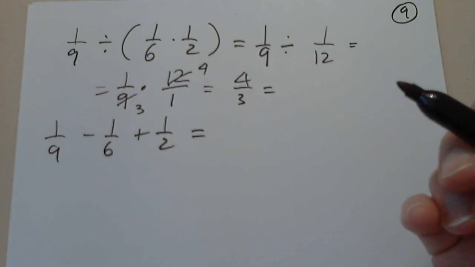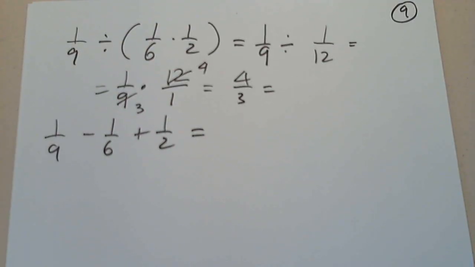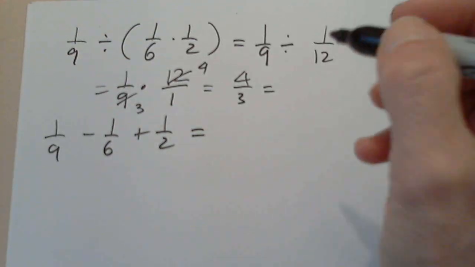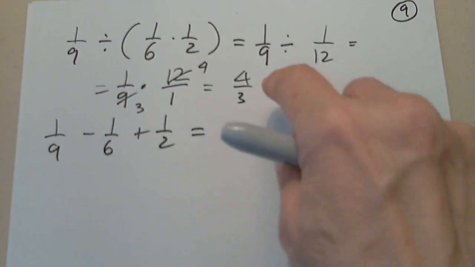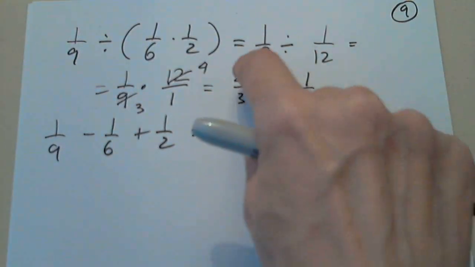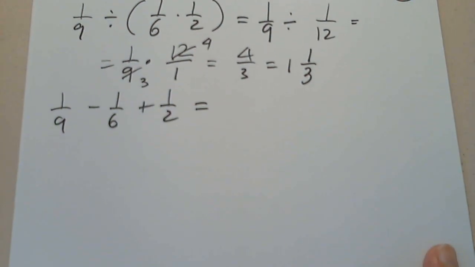We have to take the integers out because it's a mixed number. It's an improper fraction into a mixed number. How many integers do I take out? 1, and the remainder is 1. Check. 1 times 3 is 3. 3 plus 1 is 4. The second one needs work.